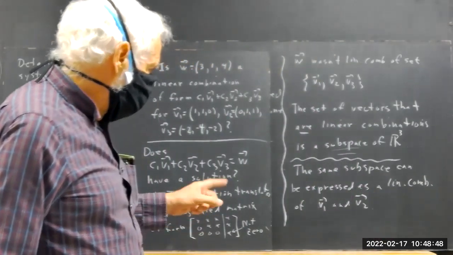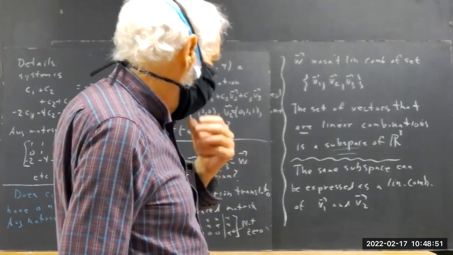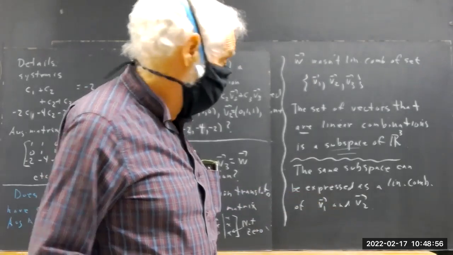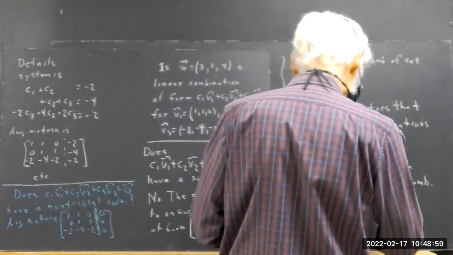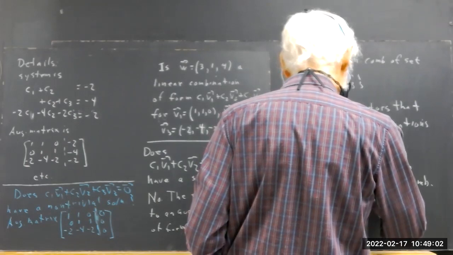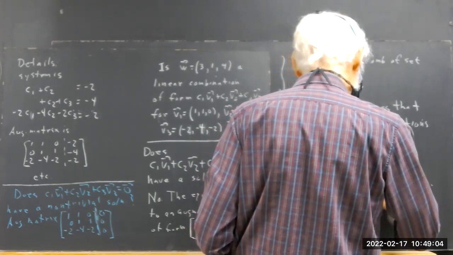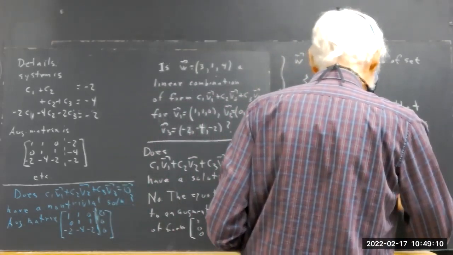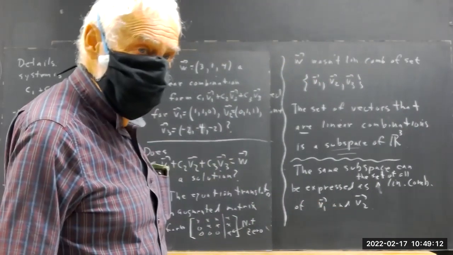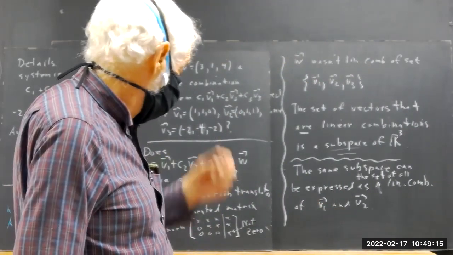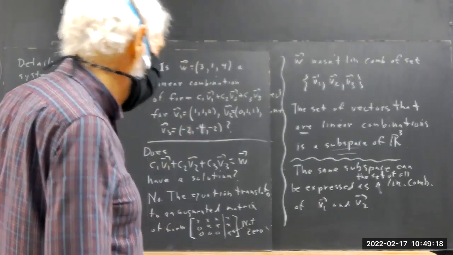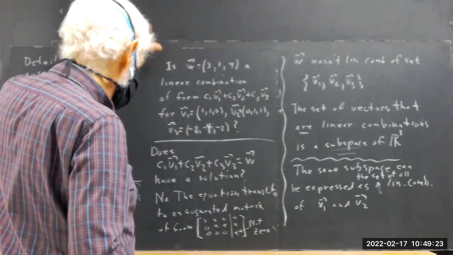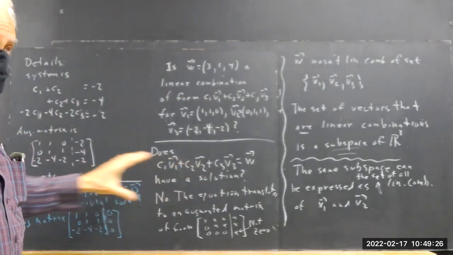I'm just going to say the same subspace can be expressed as the set of all linear combinations of V1 and V2. Now there are things to be proven about that. And it comes down to being able to deal with these augmented matrices and understand what they're telling us.